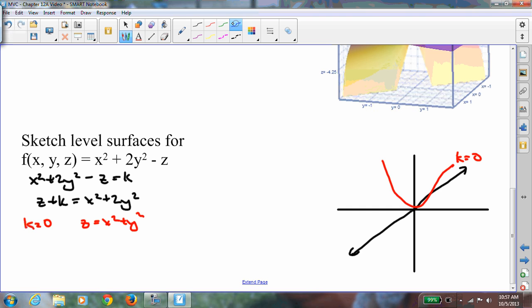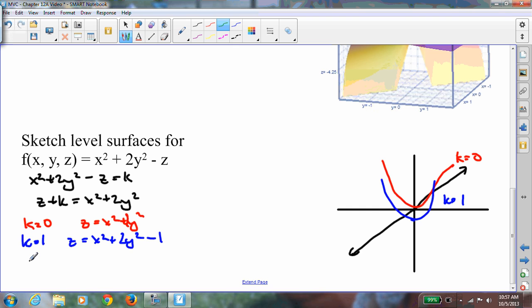If I let k equal 1, then I get z equals x squared plus 2y squared minus 1. Oh, there should have been a 2 here, sorry. So this will be my paraboloid, but shifted 1 unit down. So if I draw my paraboloid shifted 1 unit down, something like this. So that would be when k equals 1.